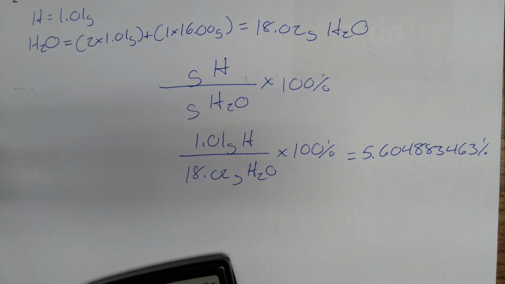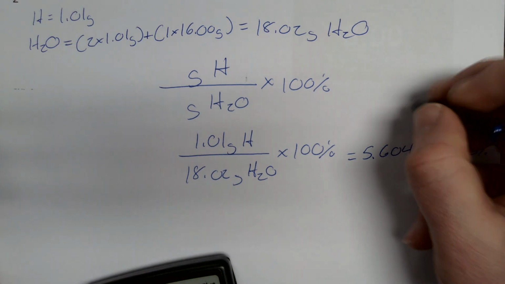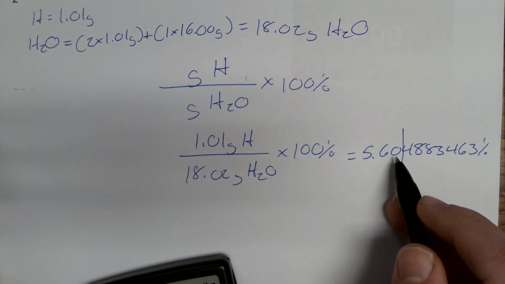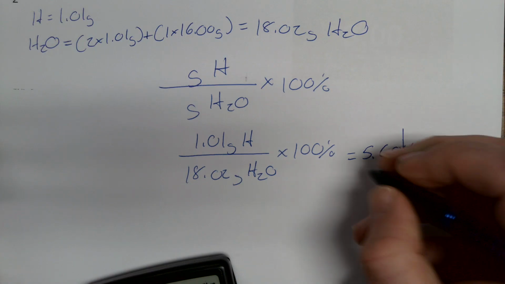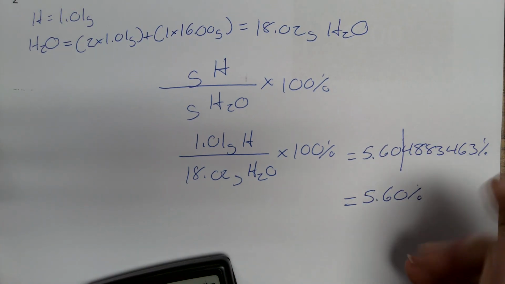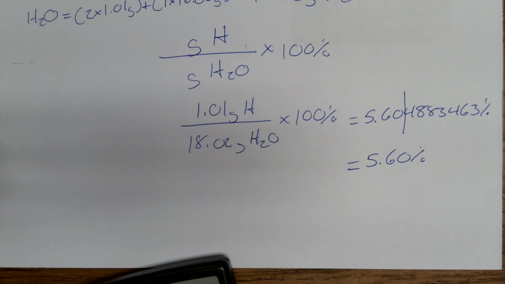Is that my final answer? No. I need to round to how many sig figs? 3 of them. 1, 2, 3. Is the 4 high enough to kick my 0 to a 1? No. Meaning that my final rounded answer is 5.60% of a water molecule is hydrogen.